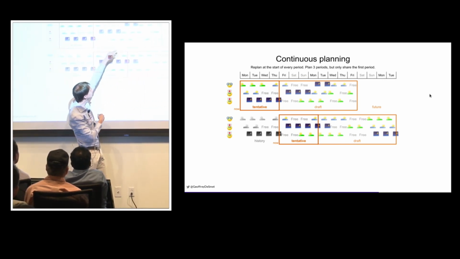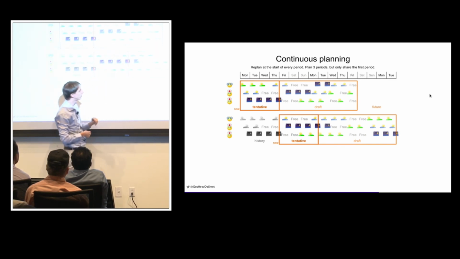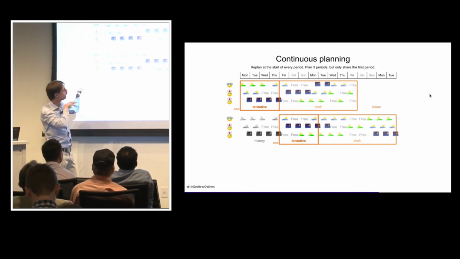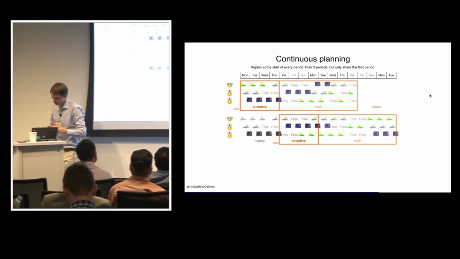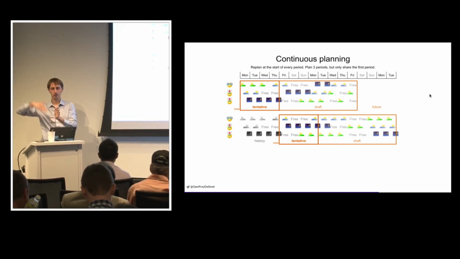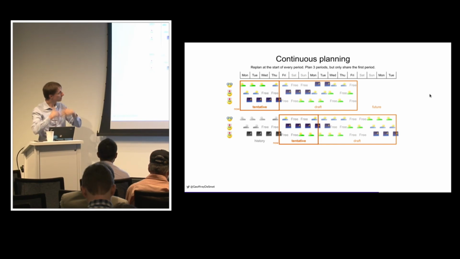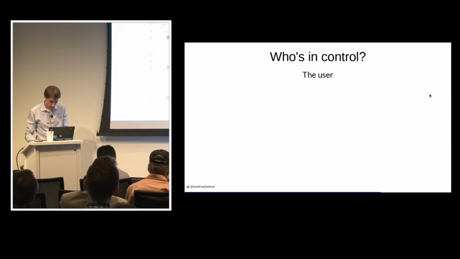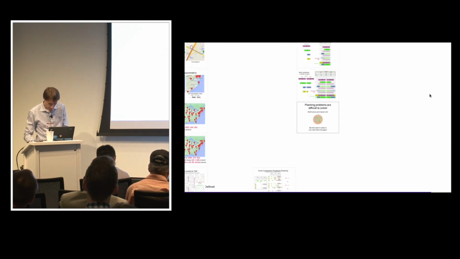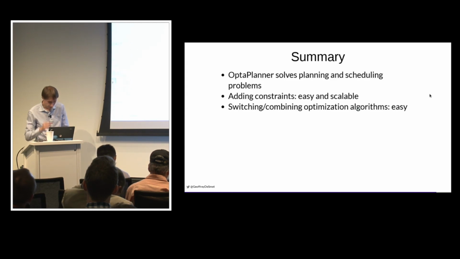So there's some swaps there, and that's fine. But this allows us to do continuous planning, right? To not plan something and then independently. We can keep planning. We can plan 6 weeks in advance, and we have cases like that. And we keep rolling that window, of course. And of course, who's in control? The user that I showed earlier. Okay.